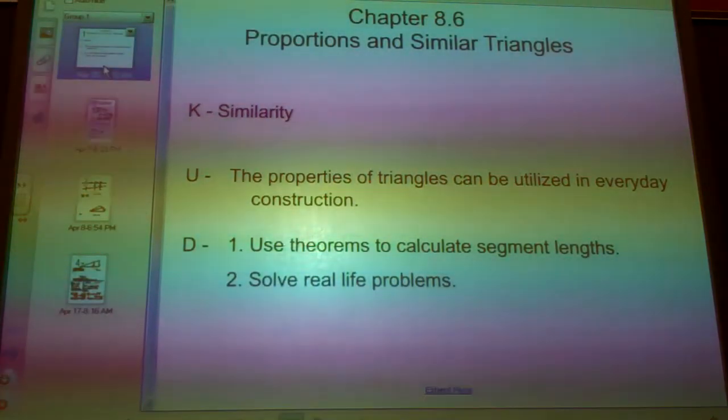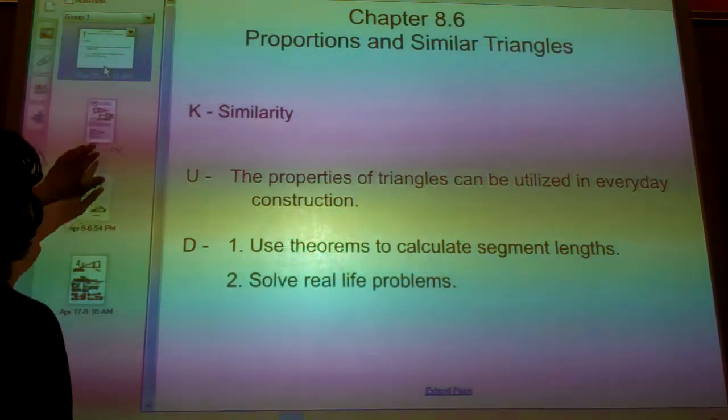All right, this is chapter 8-6, proportions and similar triangles. Please copy your notes.